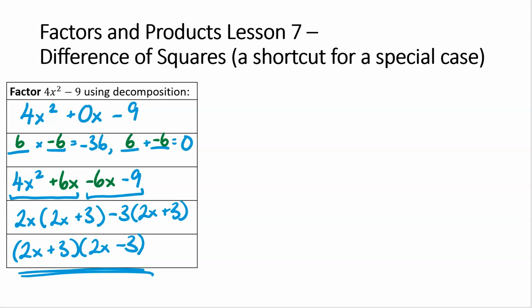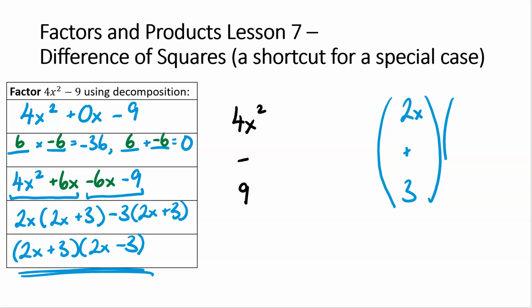Now let's compare the original expression to the factored form. And I'm going to write this a little bit differently, just so we can compare the numbers more directly. So the original expression was 4x squared minus 9. And the factored form was a 2x plus 3 being multiplied by a 2x minus 3.